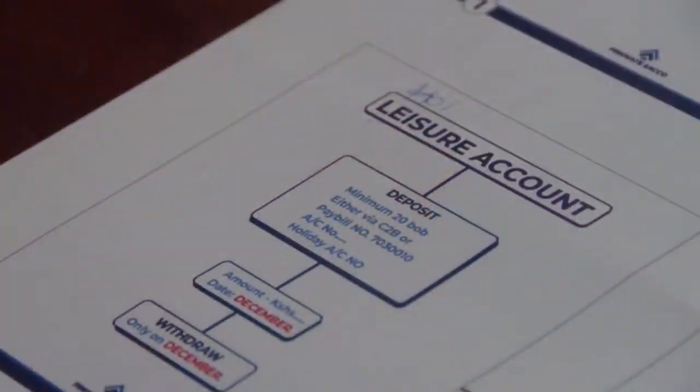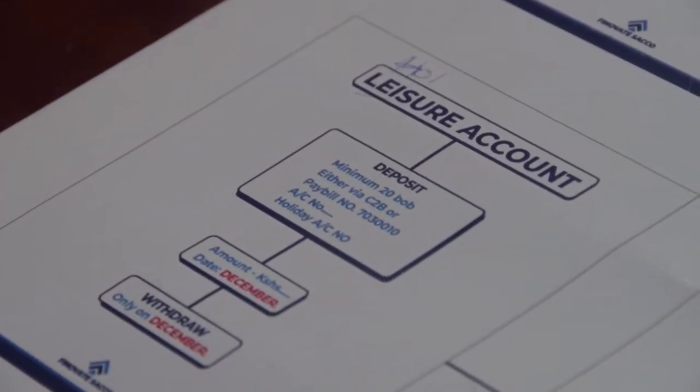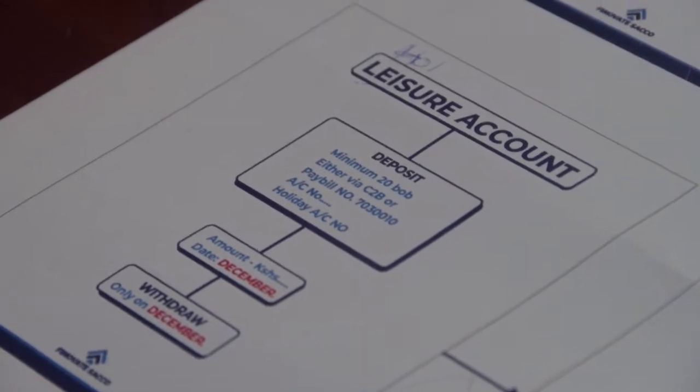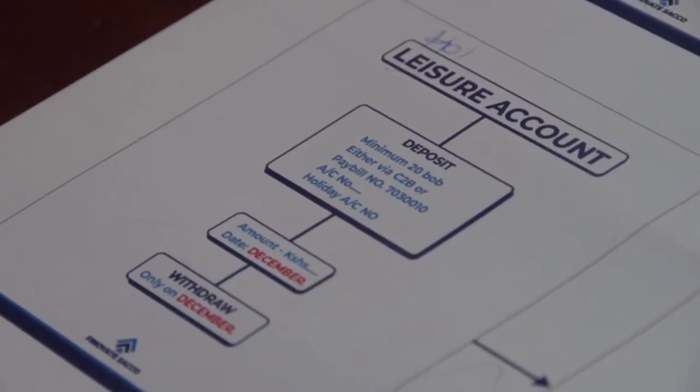We also have now the holiday account, because at the end of the day, all these hassles we do, we always want to have our leisure time or our holiday. And we have also a platform where you save. And this does not matter. You can start at any month. You can deposit from as little as 20 shillings, and this amount can be withdrawn in December. So when December comes, you are not worried about where you're going to take your kids and how you're going to spend it for your holiday.